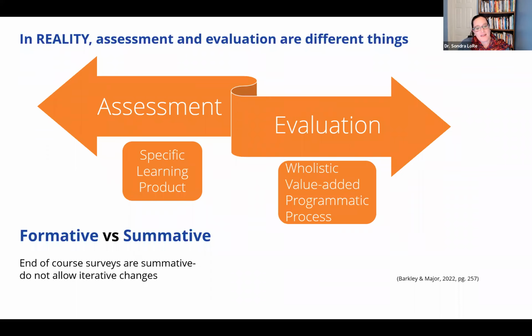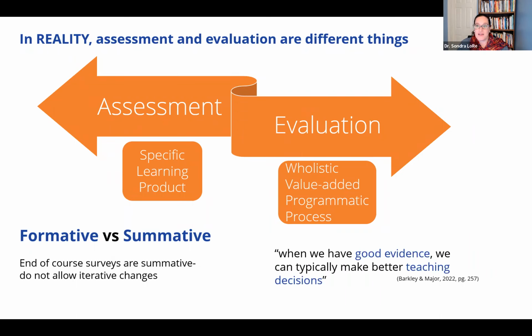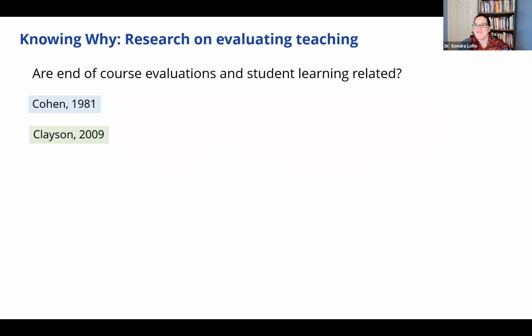But we want to try to think about good evidence as being both formative and summative. So when we have good evidence, our authors tell us, we can typically make better teaching decisions. Without evidence, it's really just a shot in the dark. So, knowing why: research on evaluation and teaching.